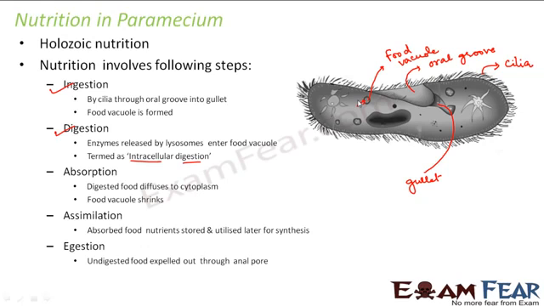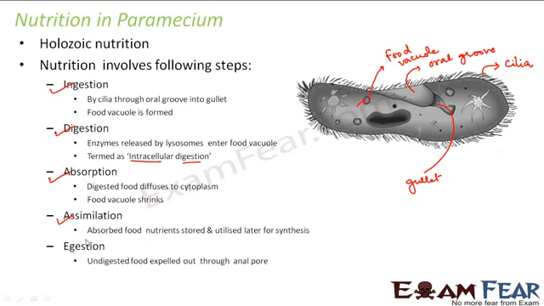For absorption, the digested food diffuses to the cytoplasm and the food vacuole shrinks. Inside the food vacuole was our food. Now due to the action of the enzymes inside the food vacuole, the food is digested. So the digested food will come out of the food vacuole. Once the content of the food vacuole is emptied, the food vacuole will shrink. Now the digested food will remain in the cytoplasm. Assimilation: absorbed food nutrients are stored and utilized later for synthesis.